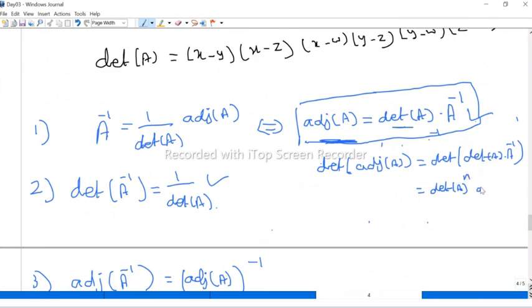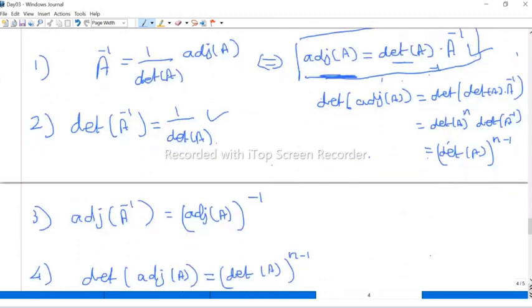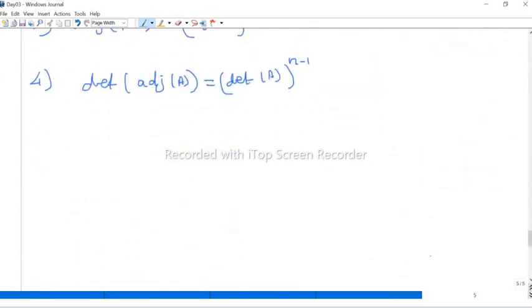Now we get determinant of A inverse, but determinant of A inverse is nothing but 1 by determinant of A. We can cancel one determinant. We get determinant of A power n minus 1. So determinant of adjoint of A is nothing but determinant of A power n minus 1. So this is the one thing.